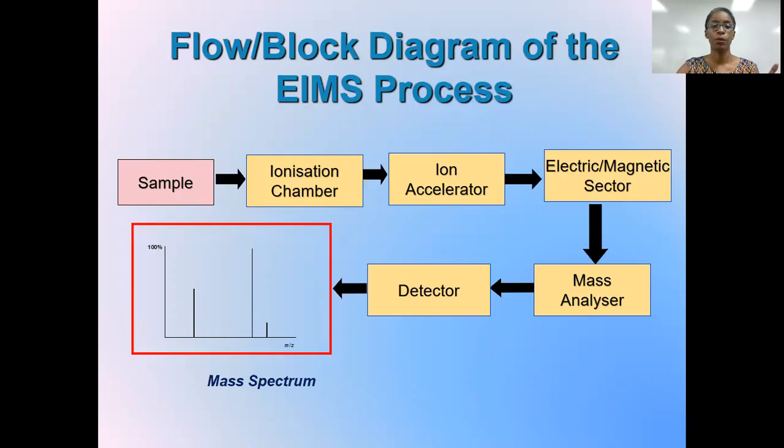So we have our sample going in, our ionization chamber, our ion accelerator, our magnet, mass analyzer. Some texts will give you the magnet and the mass analyzer as the same block, and then your detector. That then will give you a mass spectrum that will have relative abundance on the y-axis and the mass to charge ratio on the x-axis.